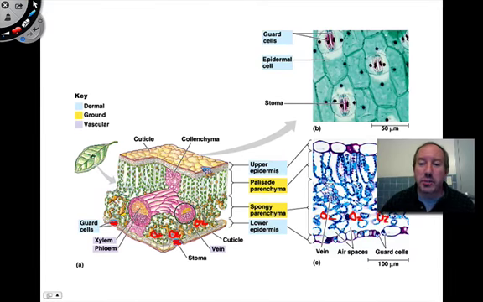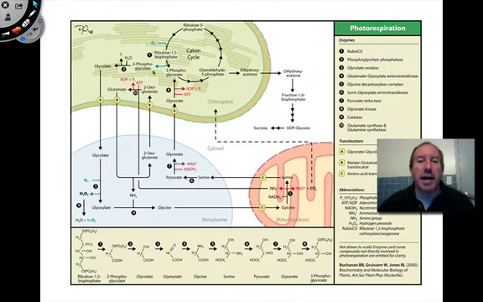So O2 builds up down here when the guard cells are closed. And so what's the problem? Let's take a look. The problem that we have is something called photorespiration. And it's a little tricky, but let me walk you through it a little bit.